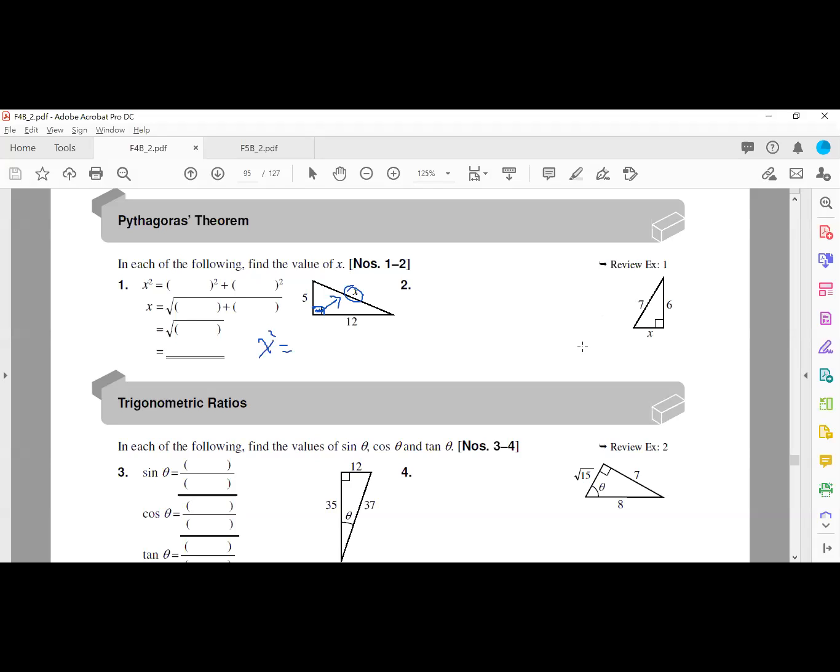is equal to 5 square plus 12 square, by Pythagoras theorem. So x square is equal to, when you use the calculator, 169. Then x is equal to square root of 169, and x will be equal to 13. And that is the answer. Is all right? This is how we can use the Pythagoras theorem.